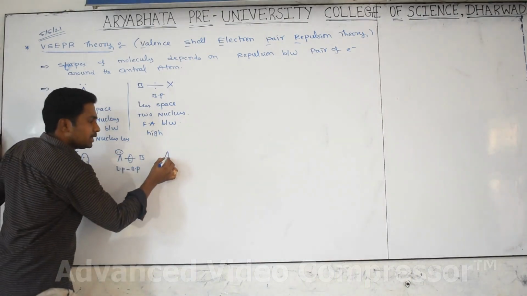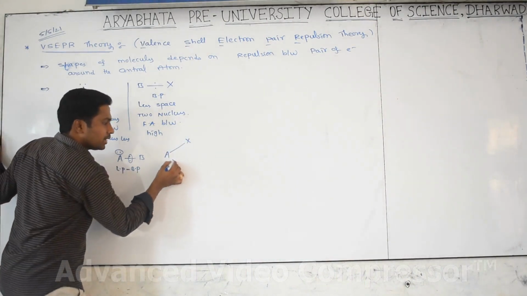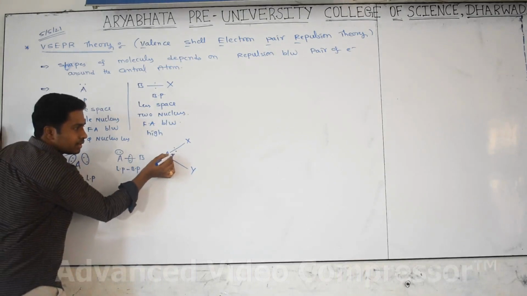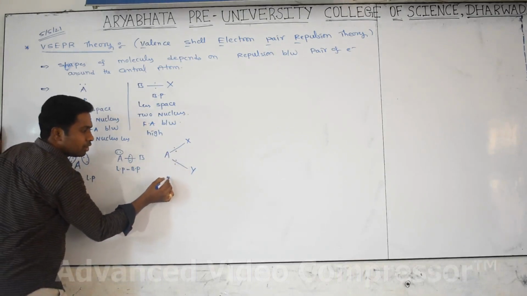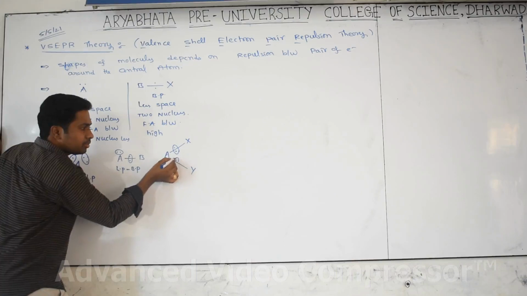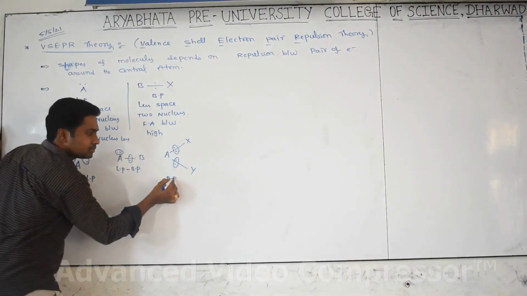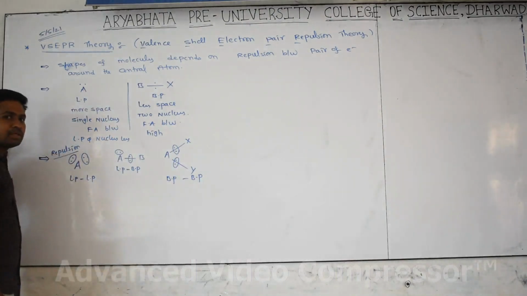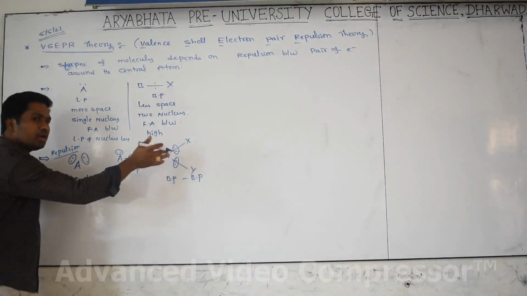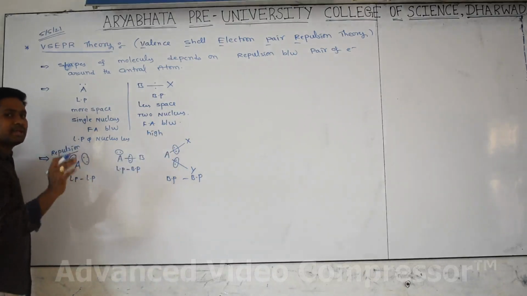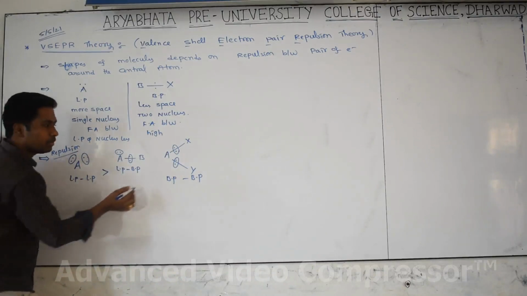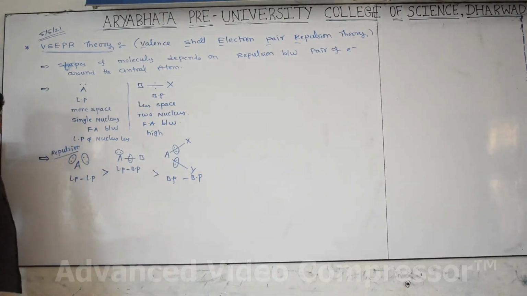Now I am taking an A atom with X bond and a Y bond. Around the central atom A we have bond pairs. This is one bond pair, this is another bond pair, so bond pair and bond pair. Between bond pairs repulsion will be very less. Why? They are already involved in chemical bonding, they are already stabilized. That's why lone pair-lone pair repulsion is more than lone pair-bond pair, which is more than bond pair-bond pair.